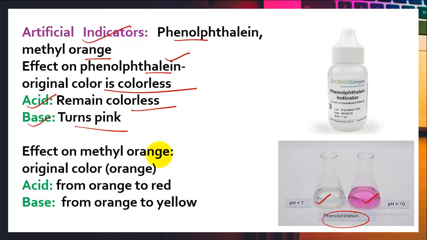The other is methyl orange. The initial color of methyl orange is orange, as the name specifies. So what is the effect of acid? Acid changes the color of methyl orange from orange to red, and base changes the color of methyl orange from orange to yellow.